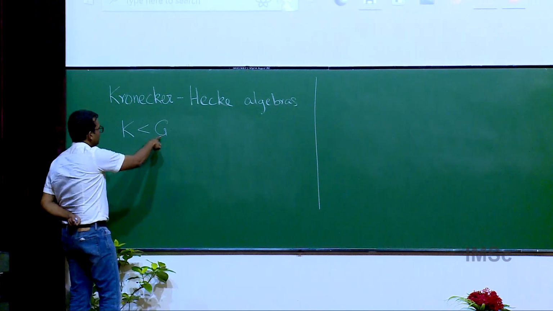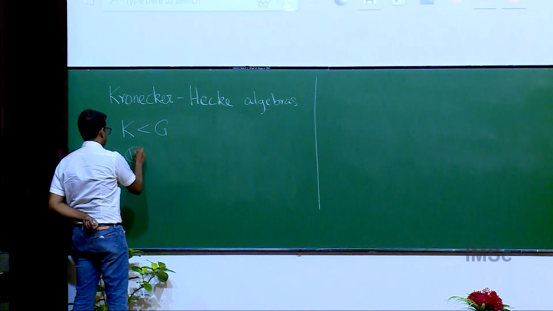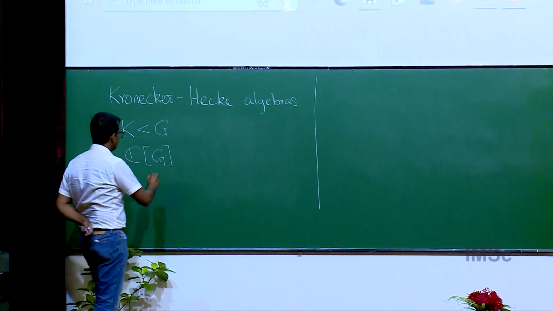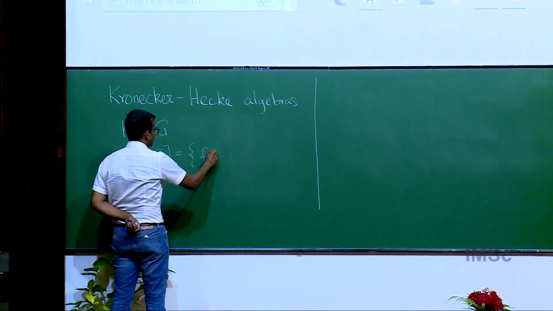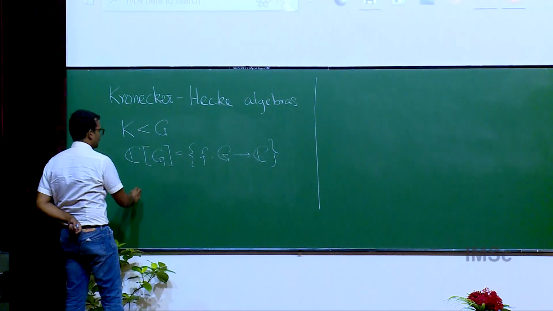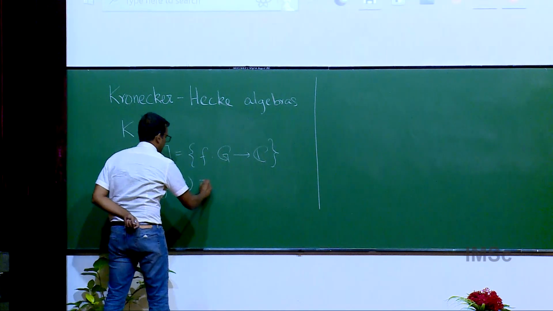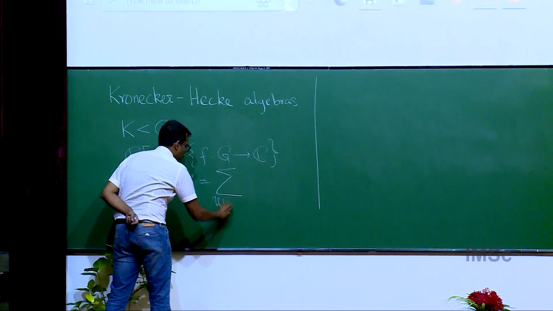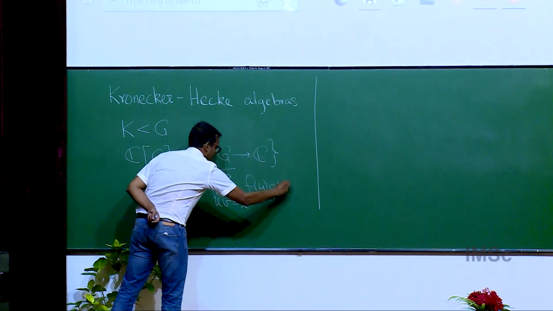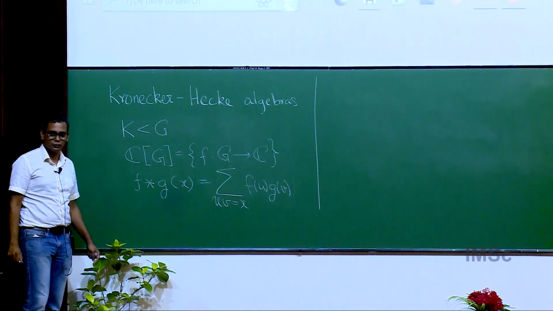Now this group G, you can construct an algebra from it called the group algebra of G. It's usually denoted by C[G], and one can think of it as just functions from G to C, and multiplication is defined by requiring that (f * g)(x) is a sum over all pairs (u, v) such that uv equals x of f(u) g(v). And this gives rise to an associative algebra called the group algebra of G.